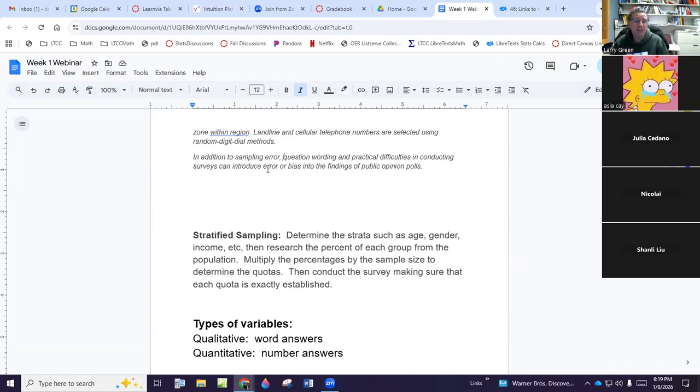Also, they said an additional sampling error, question wording and practical difficulties in conducting surveys can introduce error or bias in the findings of public opinion polls. Okay, so that might be, you ask the question, but maybe the person doesn't speak English. Then there's going to be bias there too. Does that make sense? And that's like a question wording. They don't understand the words. Okay, all kinds of different things could happen. Any questions on kind of bias and the big issues?